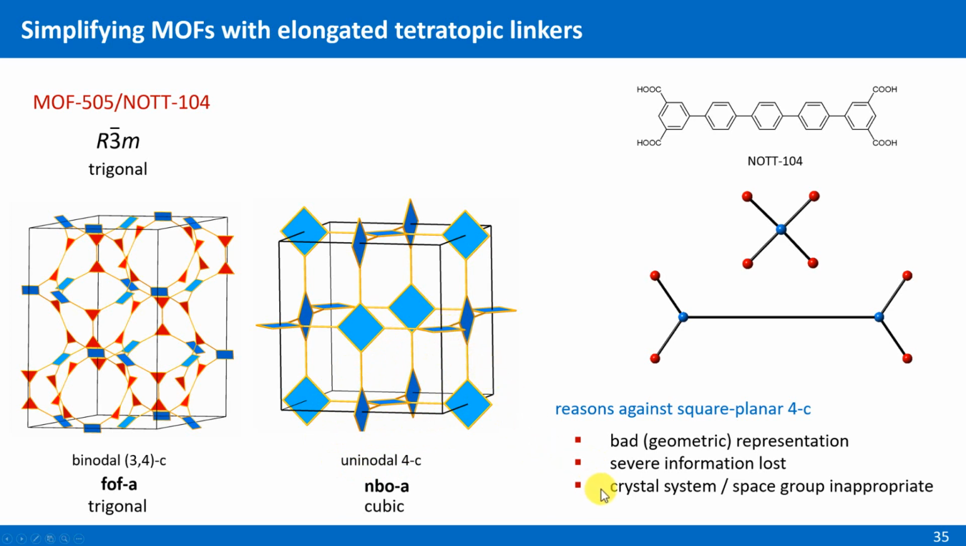And third, MOF 505 crystallizes in a space group belonging to the trigonal crystal system, but the net NBO is cubic, and I think this is likewise not appropriate. Okay, but of course, as I said, it is not forbidden to take the linker as a square planar node, and that means topology can also be a very subjective field.